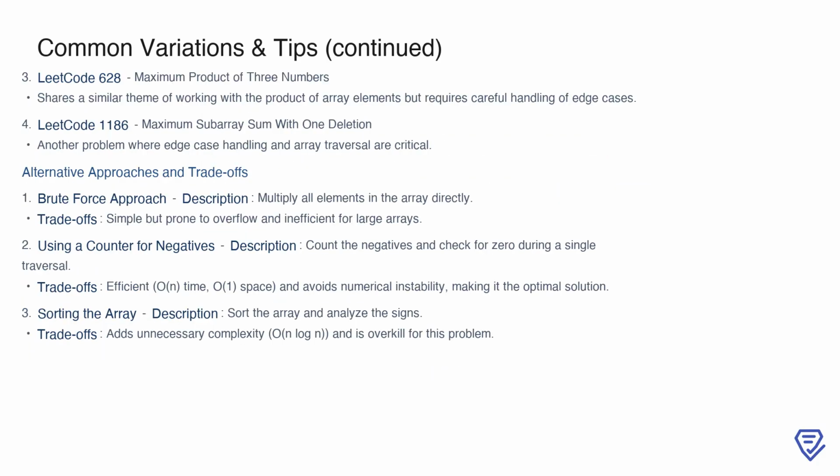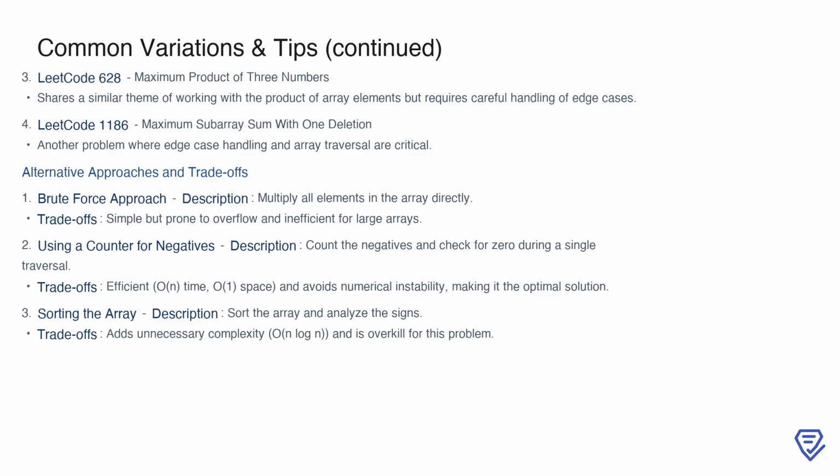There are also related problems that share similar themes or concepts. For example, LeetCode 628, maximum product of three numbers, involves working with the product of array elements and requires careful edge case handling. Another example is LeetCode 1186, maximum subarray sum with one deletion, which also emphasizes the importance of edge case handling and efficient array traversal.